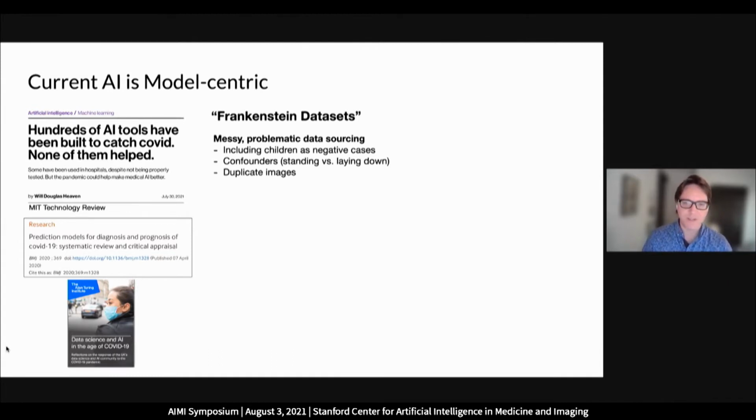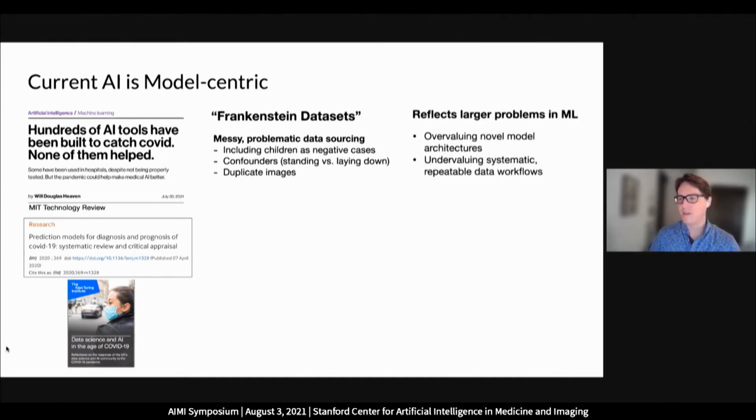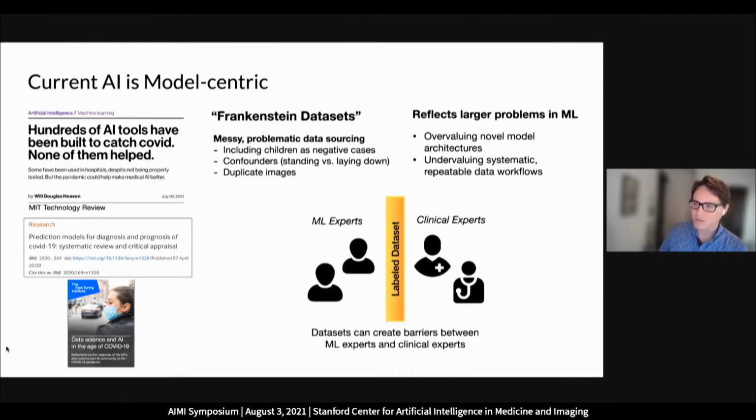And a lot of the blame is laid at the foot of so-called Frankenstein data sets that are generated in really problematic ways. But this also reveals a big cultural problem in ML more generally, where we overvalue novel model architectures and undervalue systematic, repeatable data workflows. This creates a culture where labeled data sets are actually barriers between experts, where ML experts assume data sets aren't to be inspected or interrogated or changed when you're building models.